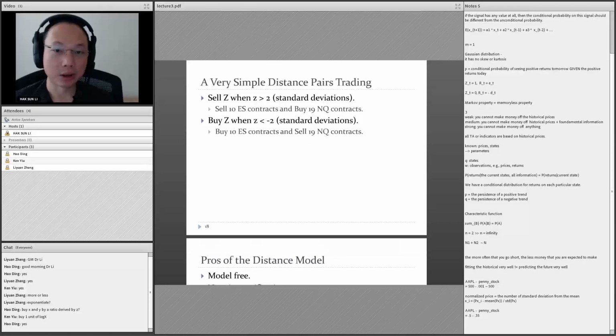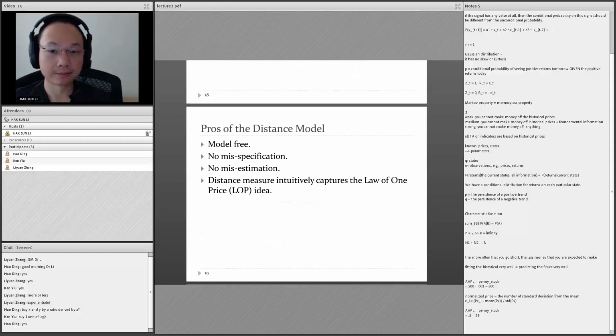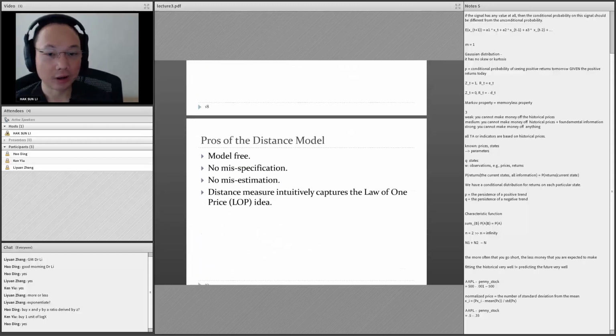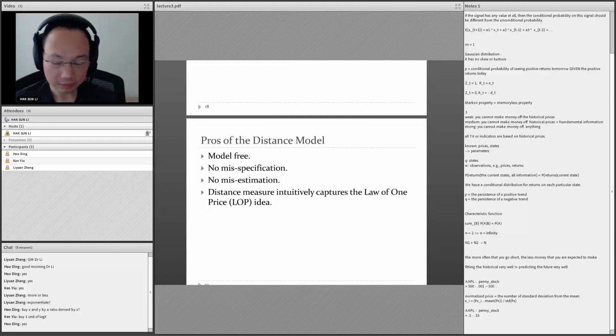So this is a very simple trading strategy based on a distance. What are the advantages of the distance method? First of all, there's no model. Based on everything that we just discussed, there's no model. The advantage of no model is that you will not have any misspecification problem because there's nothing to specify, and there's no misestimation problem because there's nothing to estimate. When you have no model, you have nothing to specify and no parameters to calibrate.